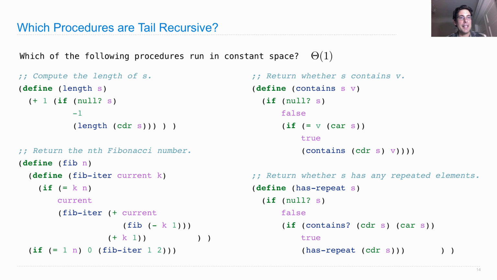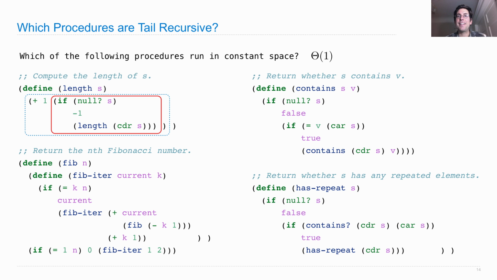Let's first look at length. Length defined here is not tail recursive. The final expression in the procedure definition is a tail context, but the sub-expressions of it aren't. So in particular, this if expression is not in a tail context.